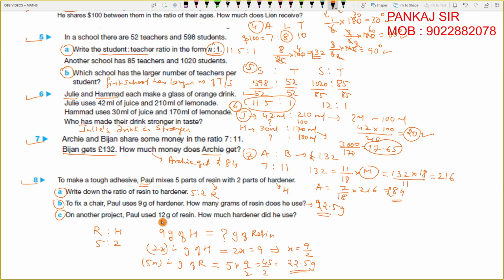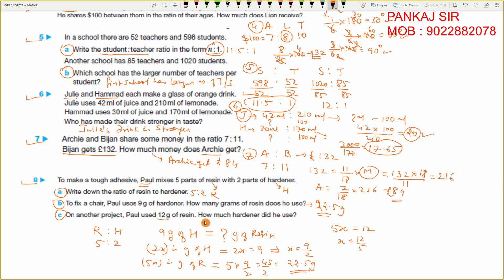Now the C part of the question is almost similar. Paul uses 12 grams of resin. We have taken resin as 5x. If you multiply the ratio by some constant, it gives you the exact amount, not the ratio number. So 5x, the resin, is 12 grams, so x is 12 over 5.